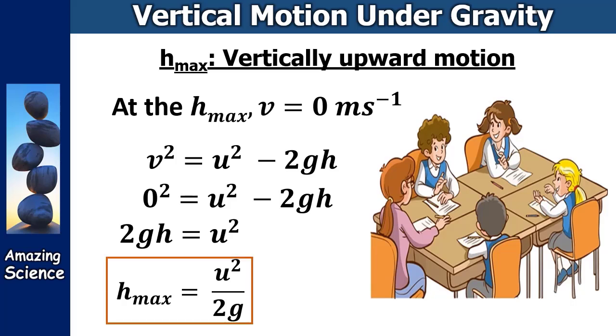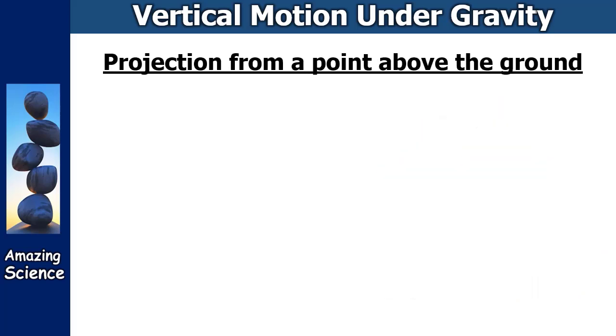Alright, at this point in this video, we have discussed the two main cases for vertical motion under gravity. But before we solve a few problems, let me introduce you to a special case. For this special case, we will consider a situation whereby the body is not projected vertically upwards from the ground, but from a point above the ground.